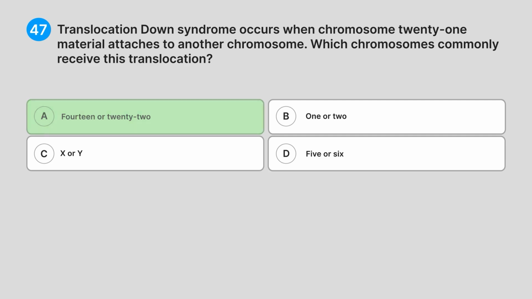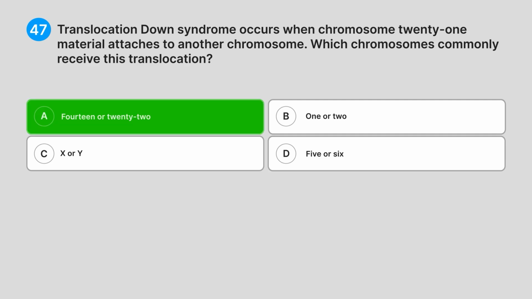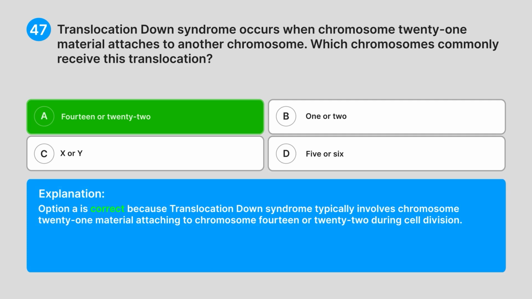Correct answer, A, 14 or 22. Explanation. Option A is correct because translocation Down syndrome typically involves chromosome 21 material attaching to chromosome 14 or 22 during cell division.